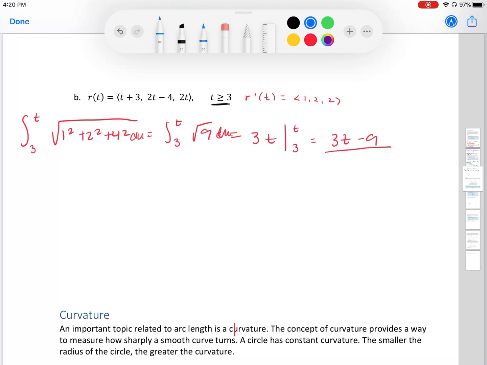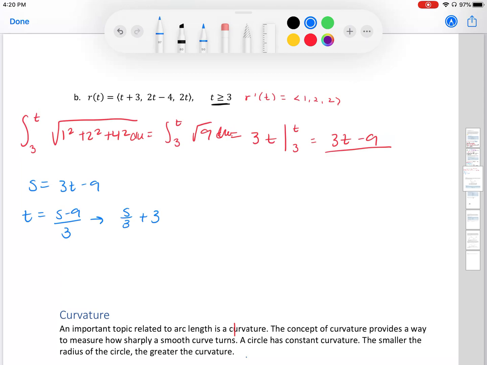We do the same as before. We set it equal to s and solve for t. s is equal to 3t minus 9. In return, we get t is equal to s plus 9 over 3. You can clean it up to have s over 3 plus 3, if you like.